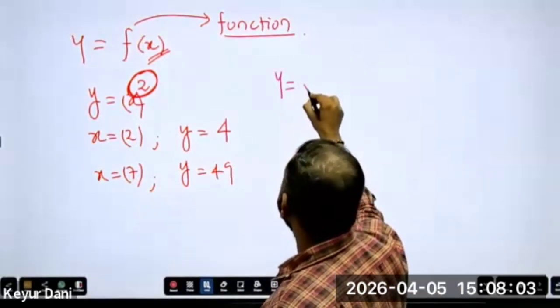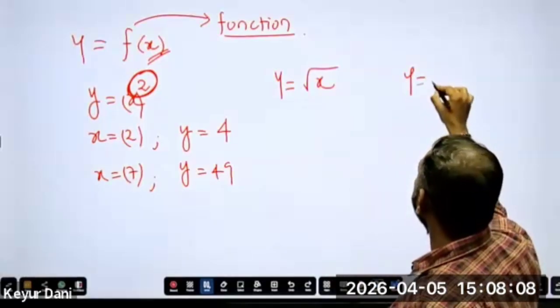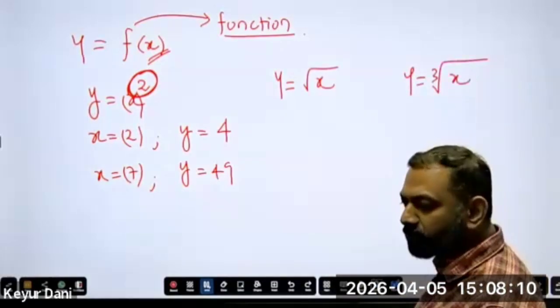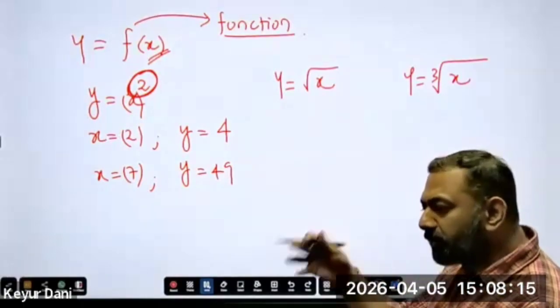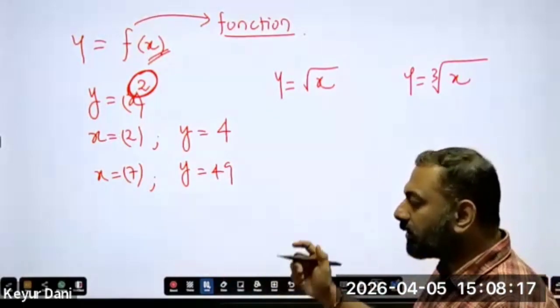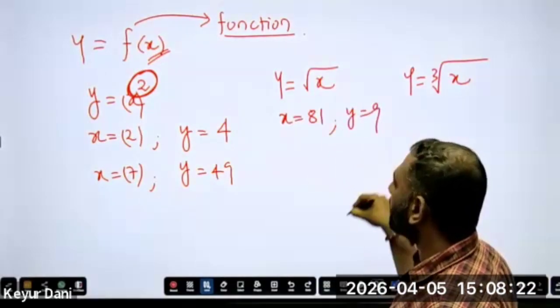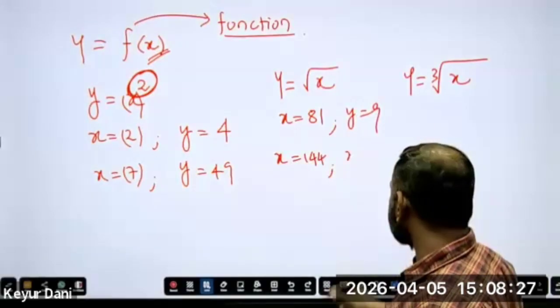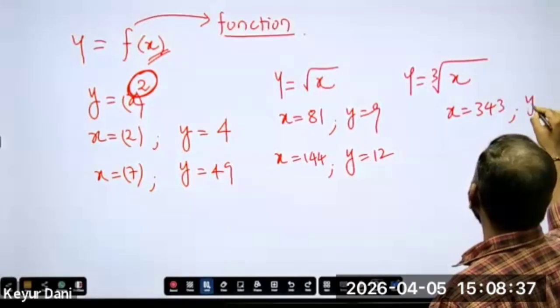Same way, if I tell you that y equal to root x is also a function, y equal to cube root of x is also a function. Because in both these cases also, if I put the value of x, I get some other answer. For example, if I put x equal to 81, I get y as 9. If I put x equal to 144, I get y as 12. Same way, if I put x as 343, I get y as 7.